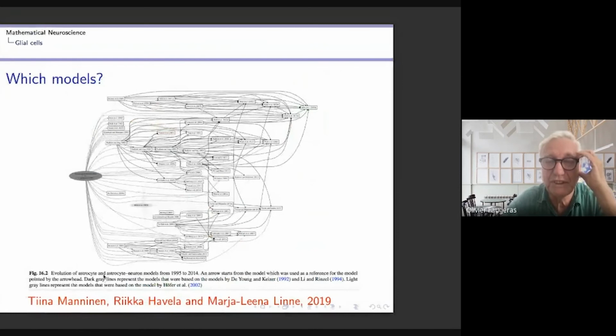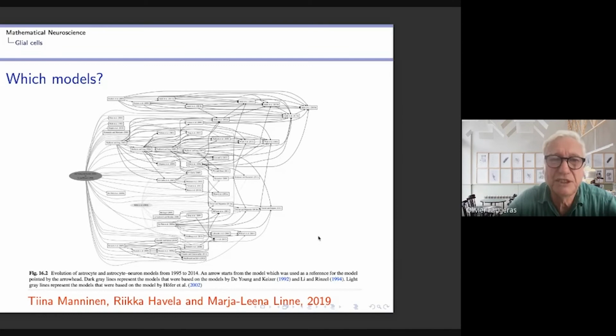I'm almost finished. This is a very nice picture, which you probably cannot decipher. This is taken from a remarkable 2019 paper by Tina Manninen, Riikka Havela, and Marja-Leena Linne. She's the boss. They did a wonderful survey of all models of astrocytes and interaction between astrocytes and neurons. It all starts from the model of, let's say, Rinzel, out there, and then they tracked the children of this model. So this is a very rich source of information for those of you who would be interested in looking at these models.